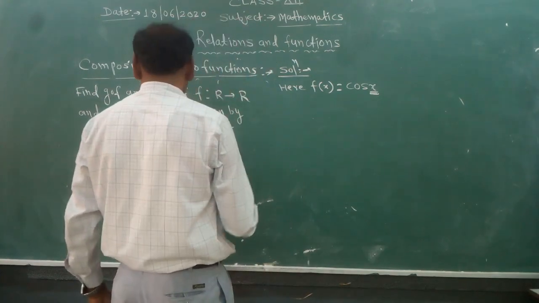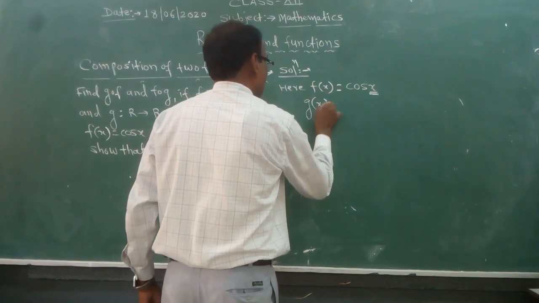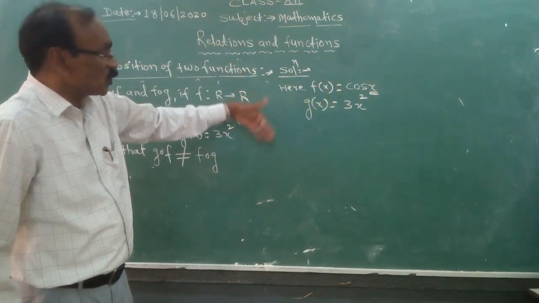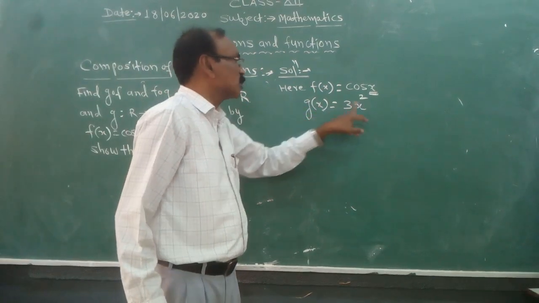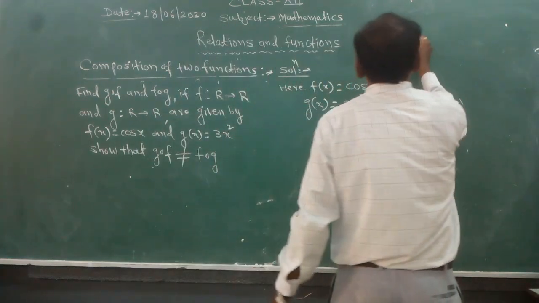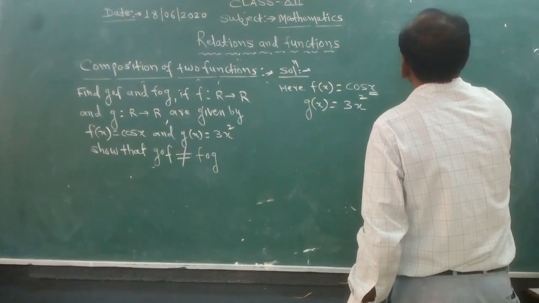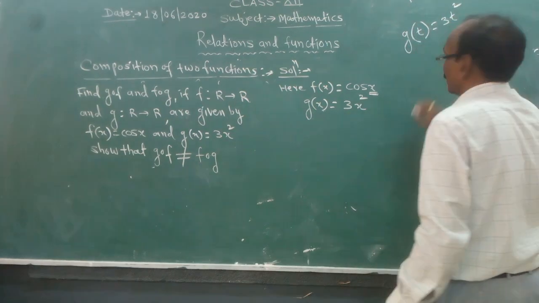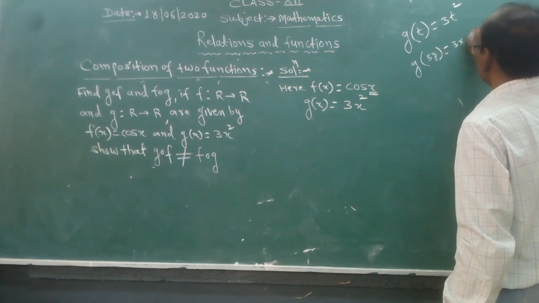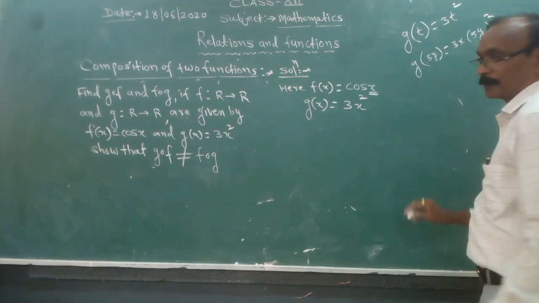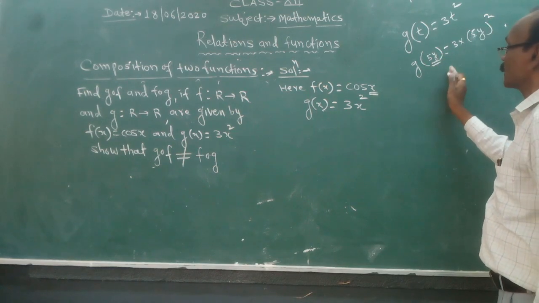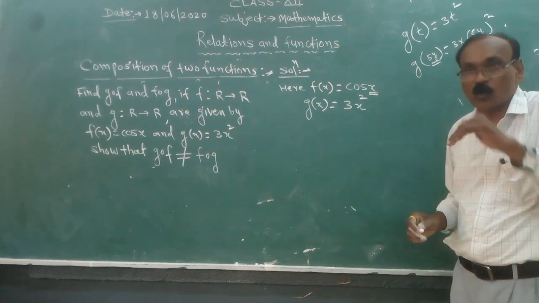And g of x is 3 into x square. What is g of x? g of x is 3 into domain square. Whatever the domain is, 3 into domain square. Under the function g, if it is g of t, the answer will be 3t square. If g of 5y, this will be 3 into 5y square. G is the function such that g of x equals 3 times domain square.